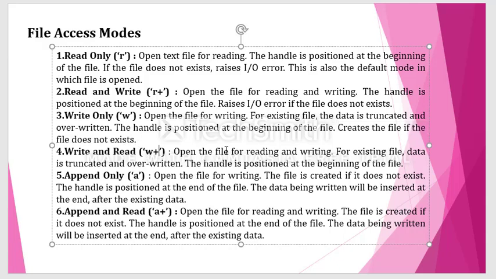Next, W plus. W plus is also for open, reading and writing. If the file already exists, the data is truncated and overwritten. If the file already exists, the data will be overwritten. That means the previous data will vanish and your new data will be replaced there.